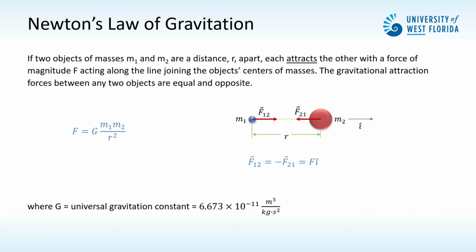We will also work a lot with gravity. Newton's law of gravitation says that if two objects of masses m1 and m2 are a distance r apart, then each attracts the other with a force of magnitude F, acting along the line joining the objects' centers of mass. The gravitational attraction forces between any two objects are equal and opposite and have magnitude capital G m1 m2 over r squared, where capital G is the universal gravitation constant.